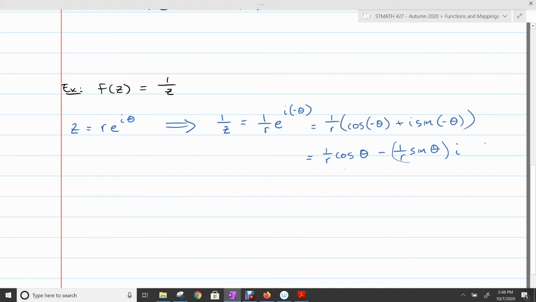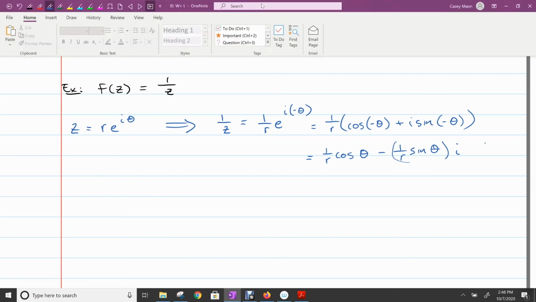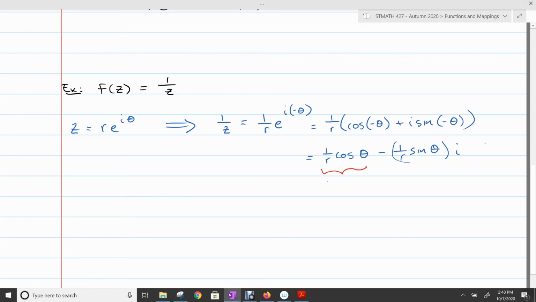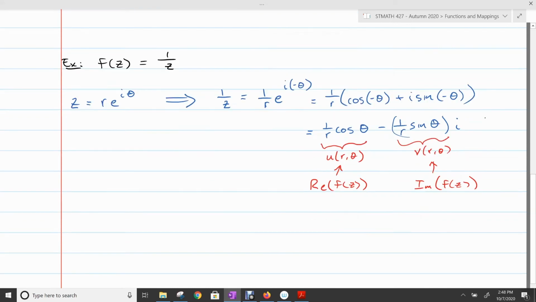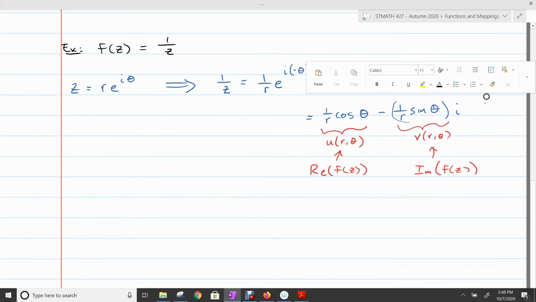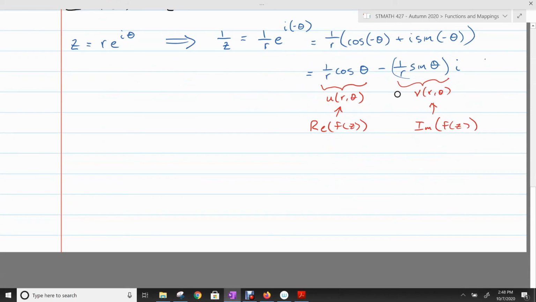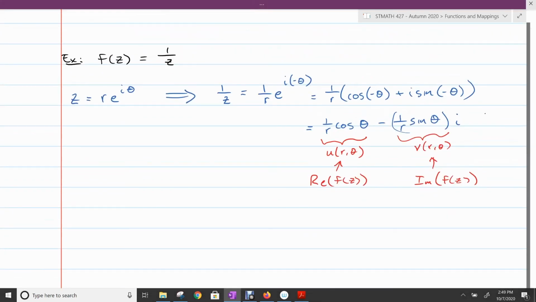So here, the 1 over r times cosine of theta is the real part, so that's u of r theta, the real part of f of z. And likewise over here, this v of r theta is the imaginary part of f of z. So anyway, breaking up a function like this into its real and imaginary parts, whether you do it in terms of rectangular coordinates or polar coordinates, you can do it either way, whichever is convenient for whatever task you're trying to accomplish at that moment. Sometimes one is easier than the other.